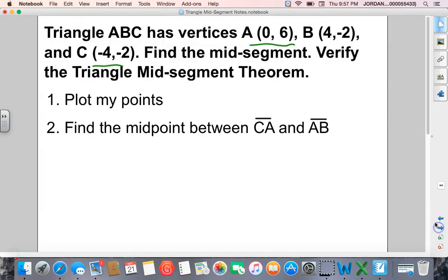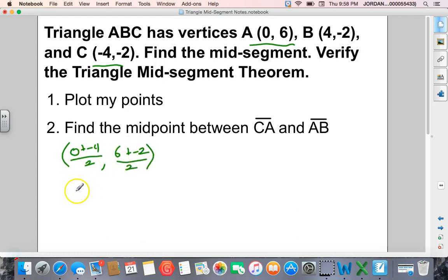So now the second step is to find the midpoint of CA and CB. So right here, we want to find the midpoint of CA. We use the points A and C in our midpoint formula. So our midpoint formula tells us to add the x's. So we're going to have 0 plus negative 4, and then we divide by 2. And we're going to have our y's added together, 6 plus negative 2 divided by 2.